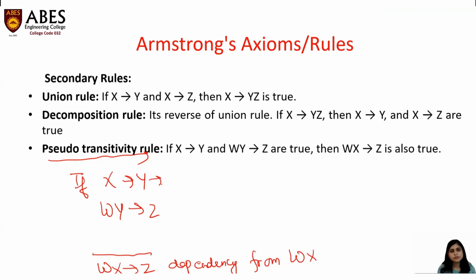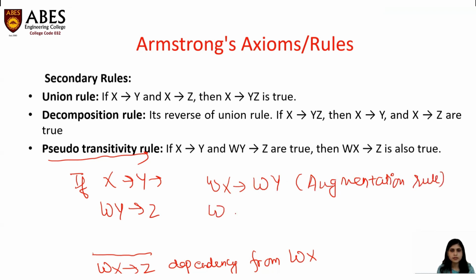Let's see here. It is given X can determine Y. So can we append W on both sides of the functional dependency? Yes, we can do so by using augmentation. So we will append W, and WX can determine WY using the augmentation rule that we have already discussed.